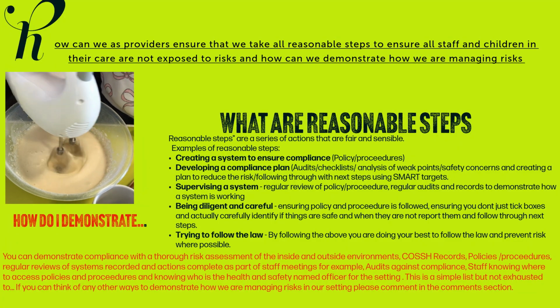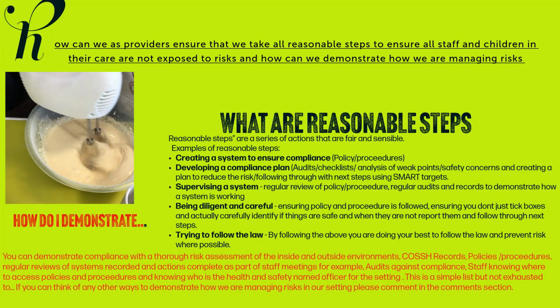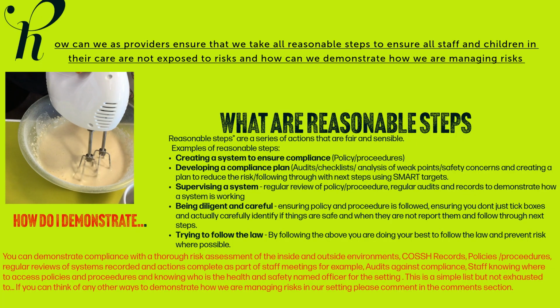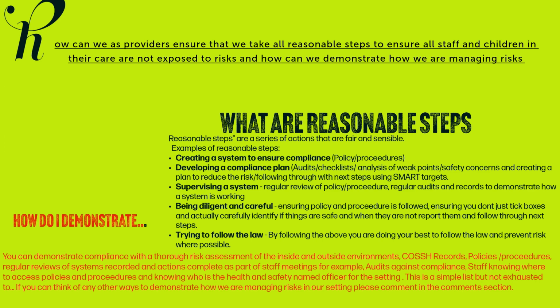Now, part of that is creating a system that can ensure compliance with regulation and law, such as policies and procedures that your workplace is going to work to, and that everyone understands those policies and procedures. For example, you might have audits that you do every term. It could be once a month. It could be that you've got daily checklists, or you've done a deep analysis into the weak points or the safety concerns within your nursery.